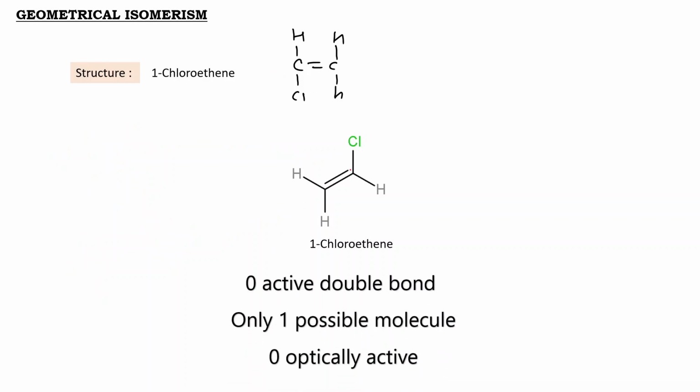I said that this double bond is not active because for a double bond to be active, both the vinyl carbons, like this carbon here, should have different groups, which it has, and this carbon here should also have different groups. So you will see that your double bond would get active, and it can exist in two configurations, but here it is not happening.